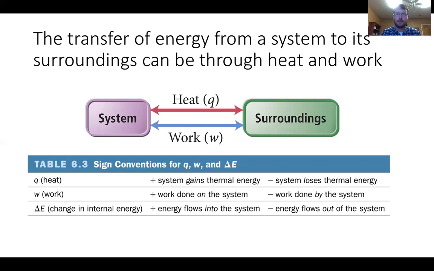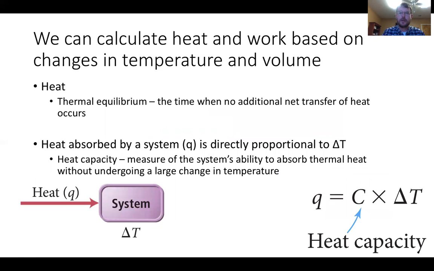And so I'm going to leave you with this, right? Signs are very important. The system is very important. The surroundings are very important. We're going to start talking about heat next in the next part, but I just want you to look at this, look at the equation. We're going to start looking at this in a little bit more detail and actually figuring out what that means.